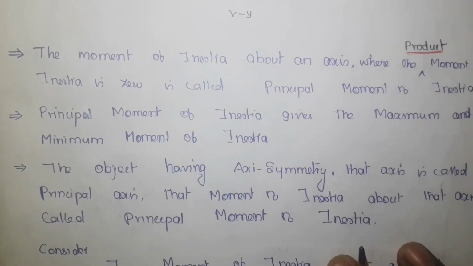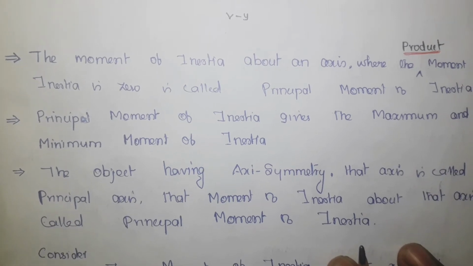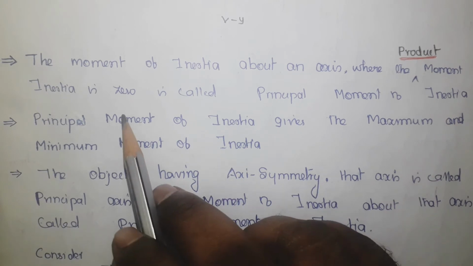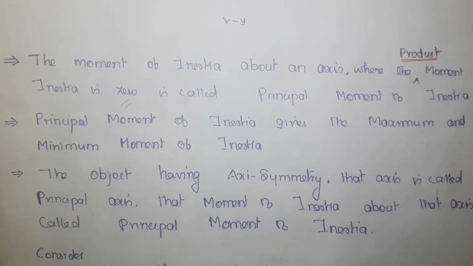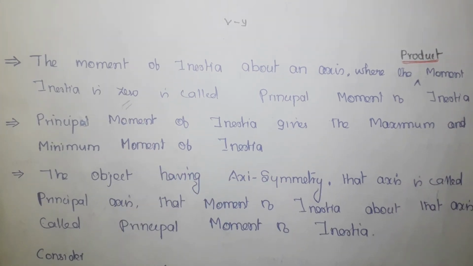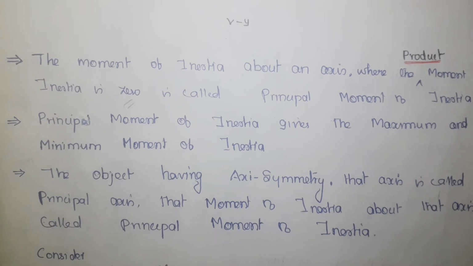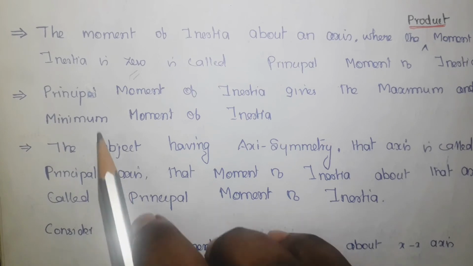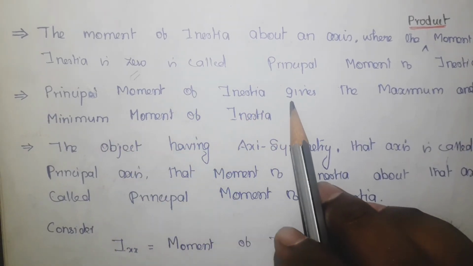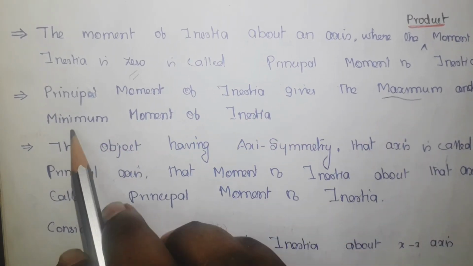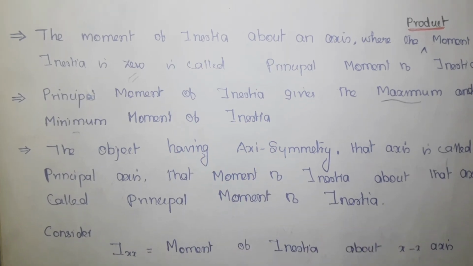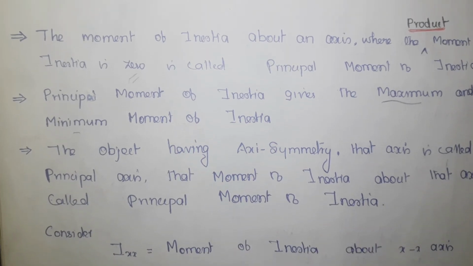The moment of inertia about an axis where, you just note this word, the product moment of inertia is 0. So this is very important. In principal moment of inertia, the product moment of inertia should be 0. So that is the important thing. Now the next one is, as I said earlier, principal moment of inertia gives the maximum or the minimum value for the moment of inertia. So this is the definition for principal moment of inertia.